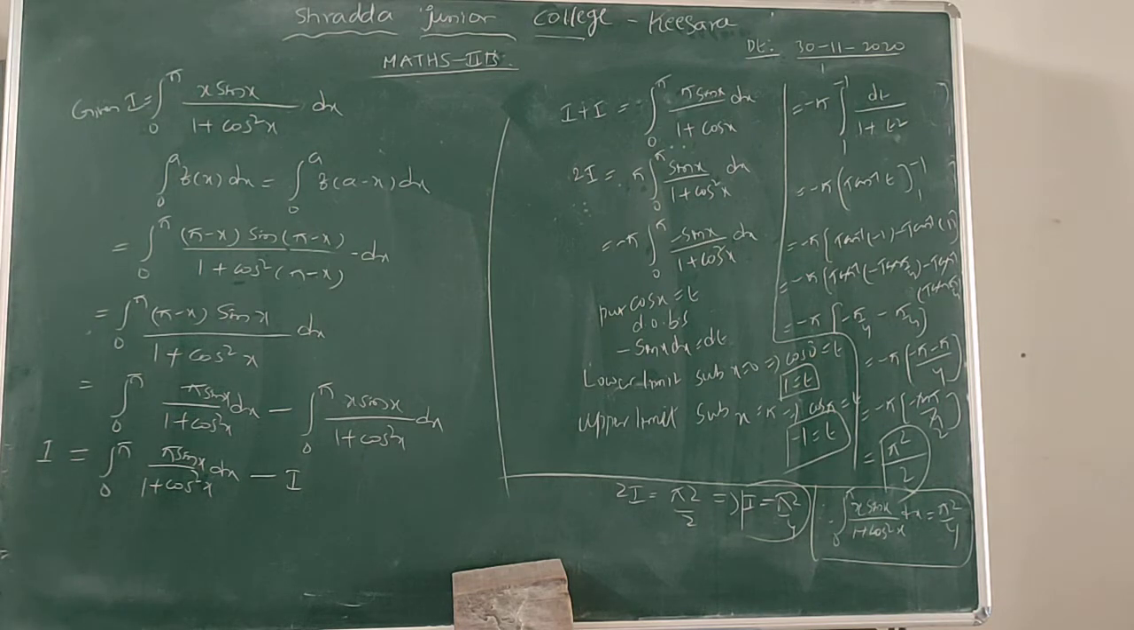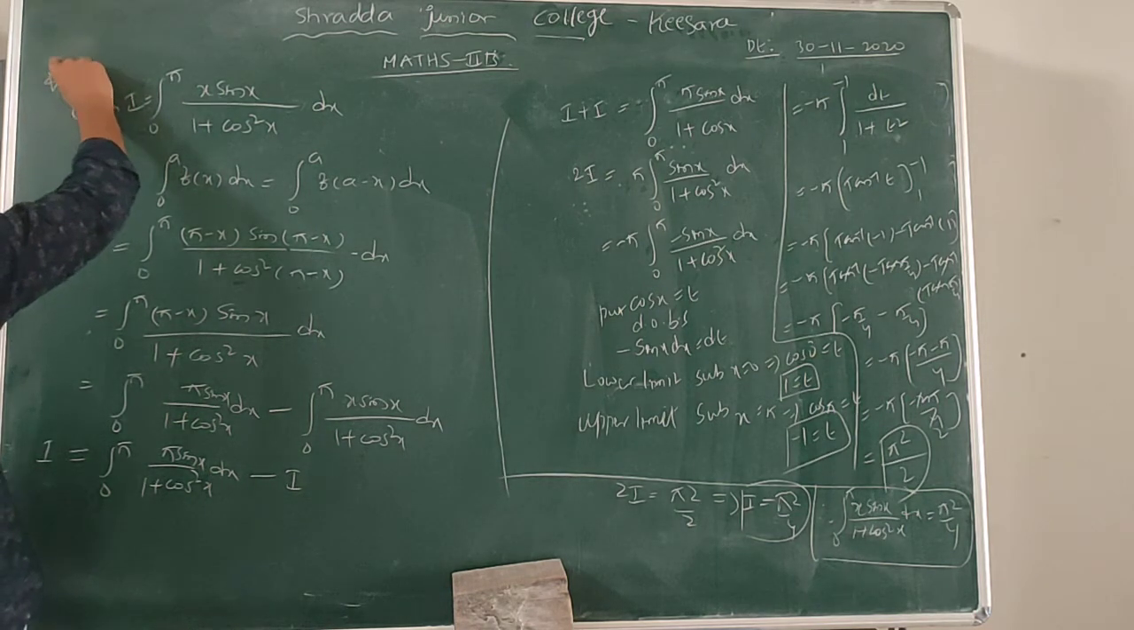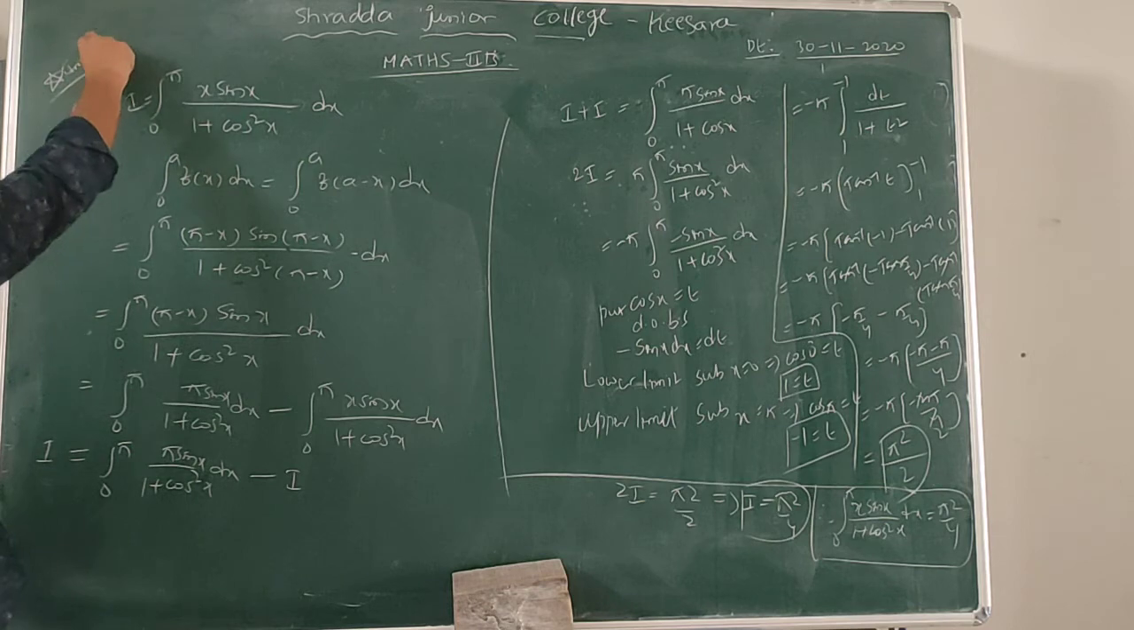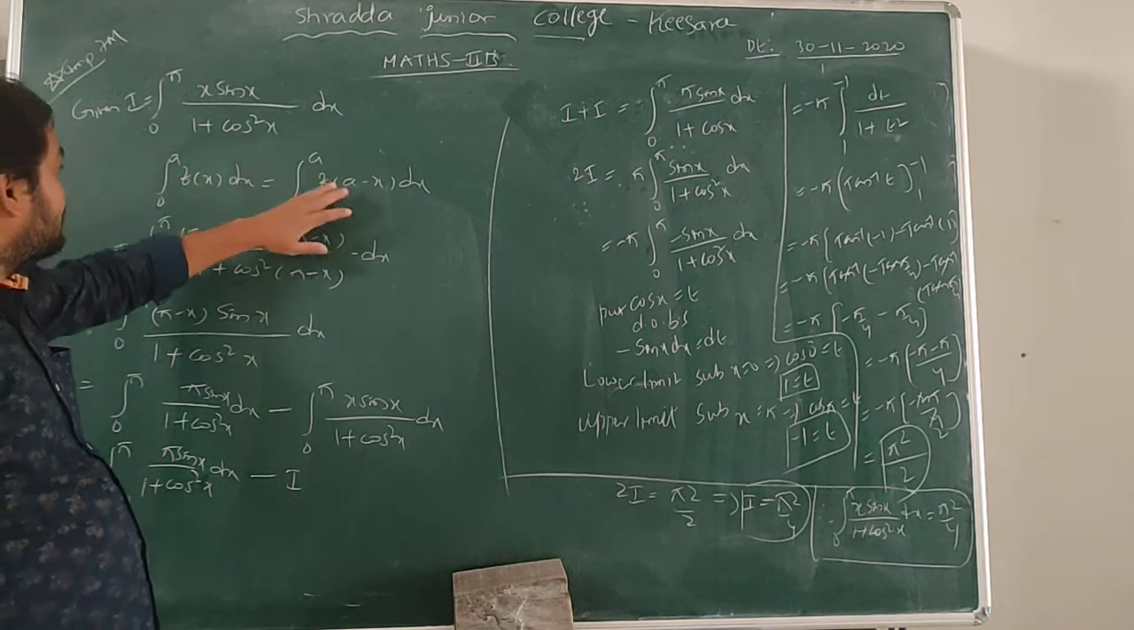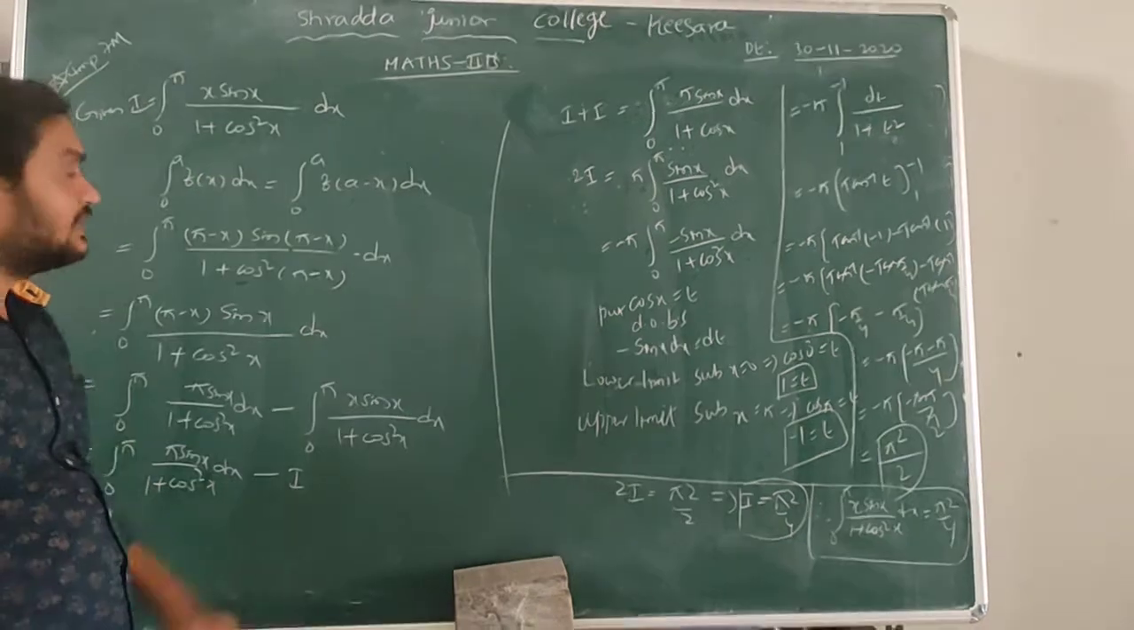This is a very important problem for 7 marks. Listen, the answer to this: what is given here is I equals integration 0 to pi x sin x by 1 plus cos square x dx. And the given problem is in which form? Integration 0 to a f of x dx, and this is equals to integration 0 to a f of a minus x dx.